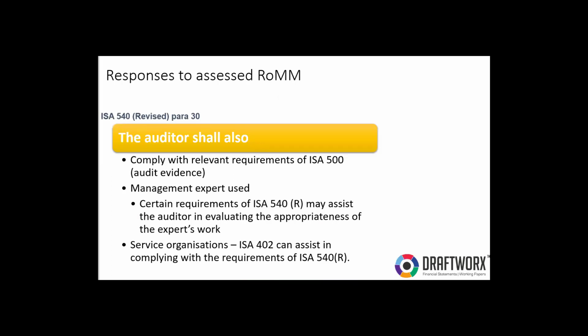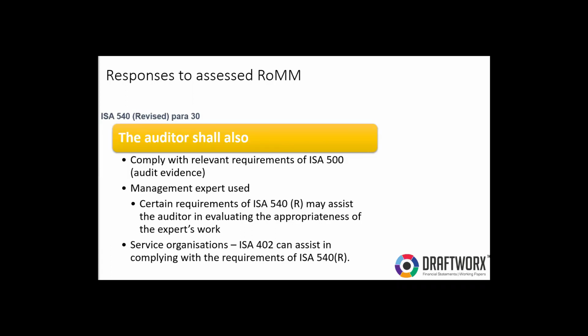All right. Just lastly, when we think of formulating our responses to the assessed risk of material misstatement, that means things that we need to consider during fieldwork testing of these accounting estimates. You need to remember that you must still comply with all the relevant requirements of ISA 500, considering and documenting your audit evidence.